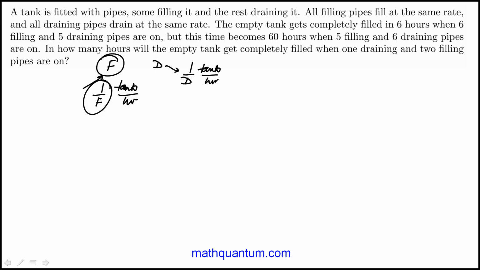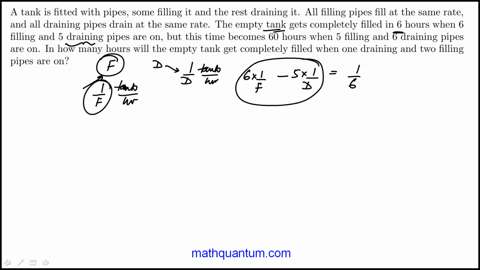So now we can set up this equation, which is that it gets completely filled in 6 hours. So the combined rate of 6 pipes that are filling it would be 6 times 1 over F. And I have to subtract because these are draining, so the water is going out. So 5 times 1 over D. And their combined rate is 1/6 of a tank per hour actually, not day. So it's the same as if you took this combined rate multiplied by 6, you should get the entire tank, or 1 on this side. So it's the same equation.